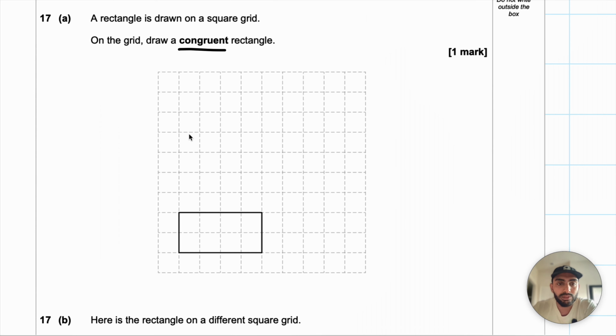Congruent just means it needs to be exactly the same. So this has a height of 2 and a length of 4. So I'm going to do exactly the same thing. Height of 2, length of 4. Do this with a ruler and just join them all up.